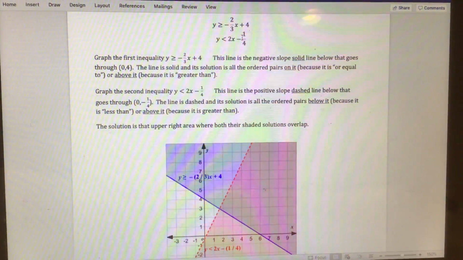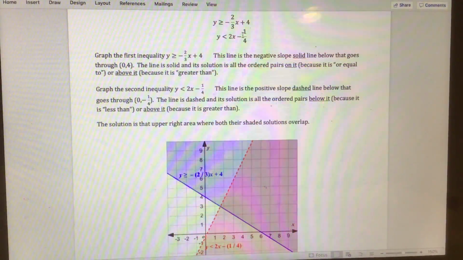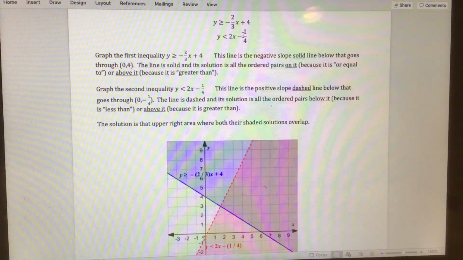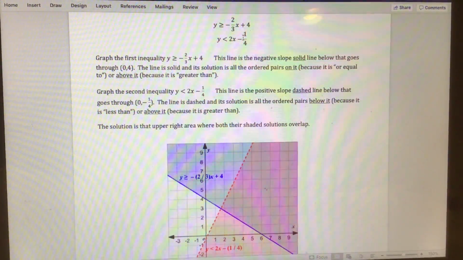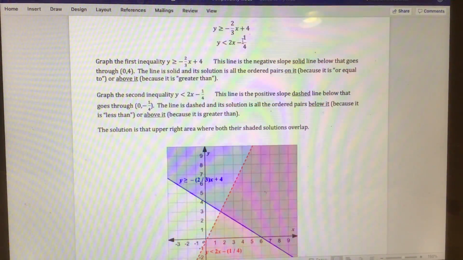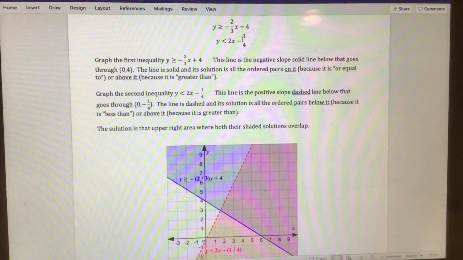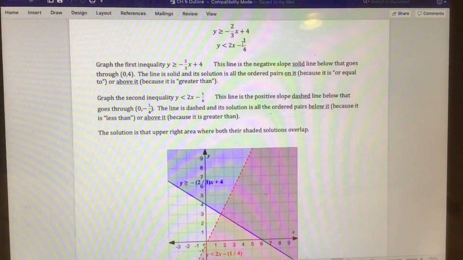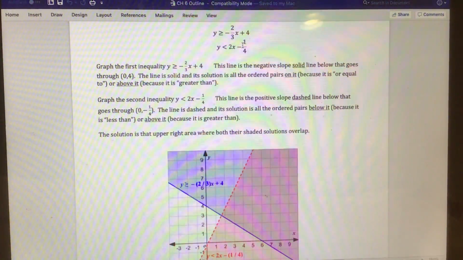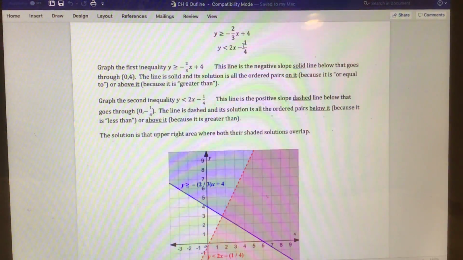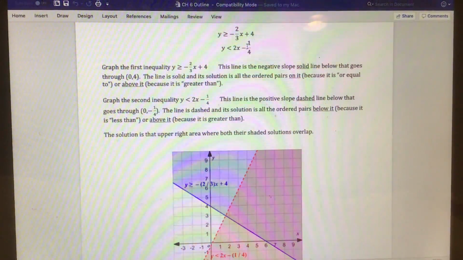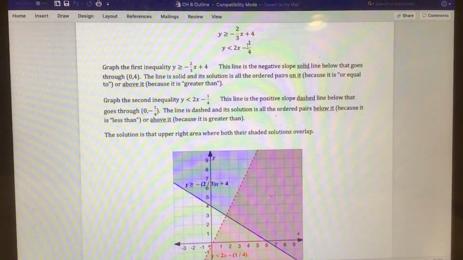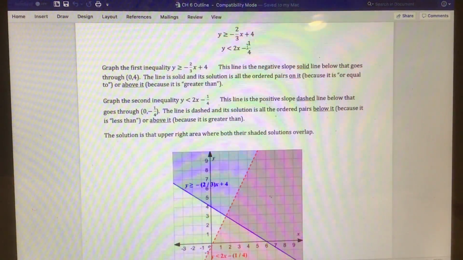Okay, this is a video on our last topic for Chapter 6, which is systems of linear inequalities. So I want you to think back to Chapter 5 when we graphed linear equations. We would graph the y-intercept, apply the slope, draw the line, and that would be the solution to that linear equation.